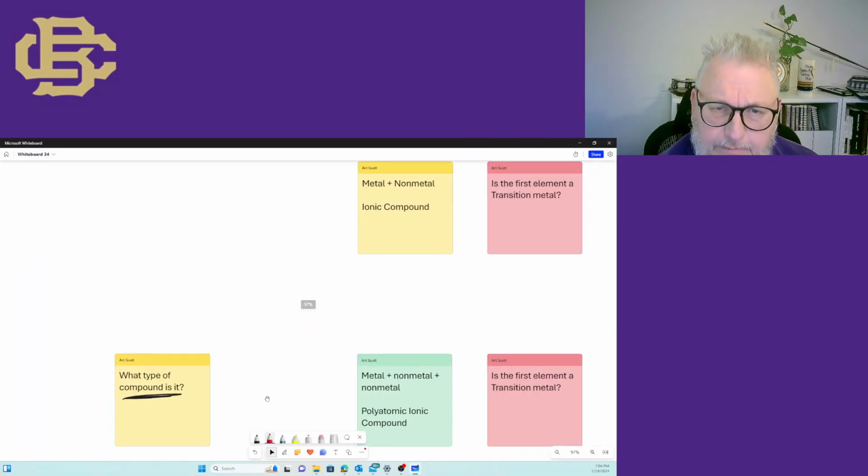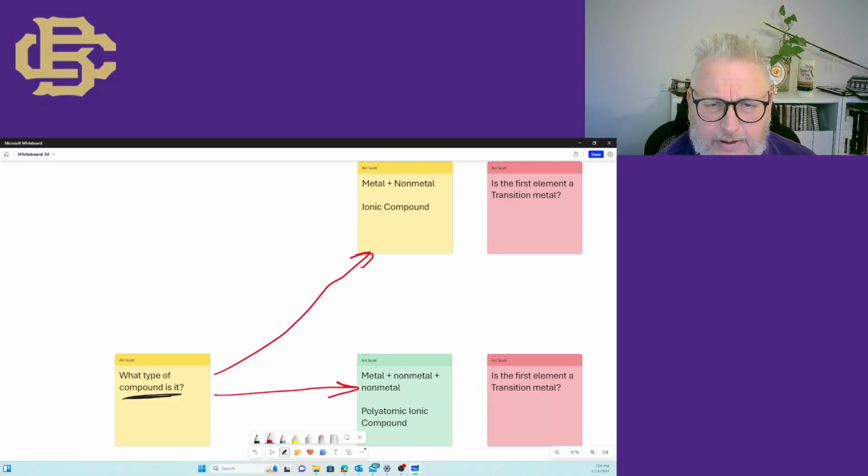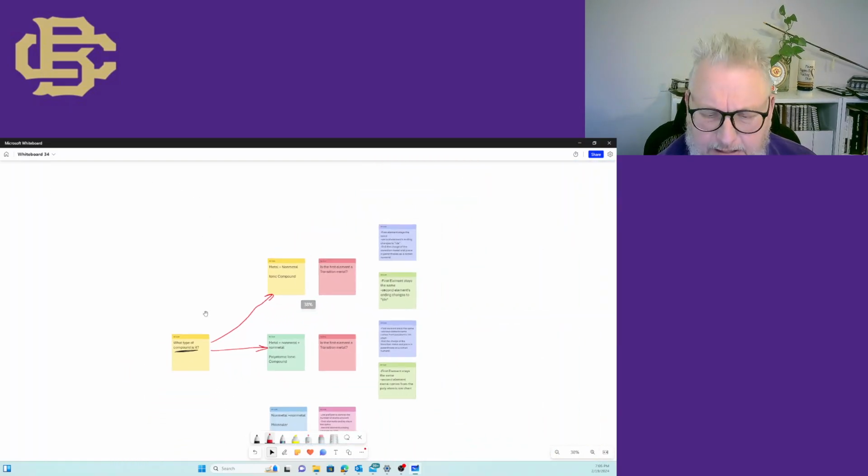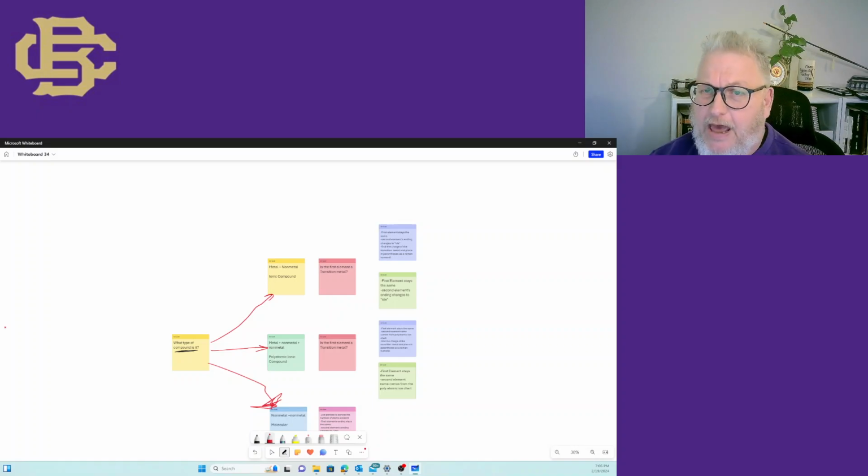First question we've got to ask. One, is it a metal and a non-metal? Or is it a metal, a non-metal, and a non-metal? Or is it a non-metal, I'm making an arrow right there, and a non-metal? That'll determine what we do after that.